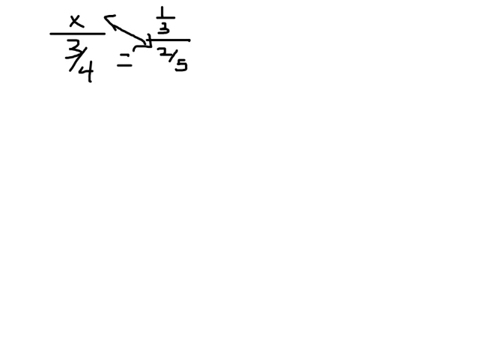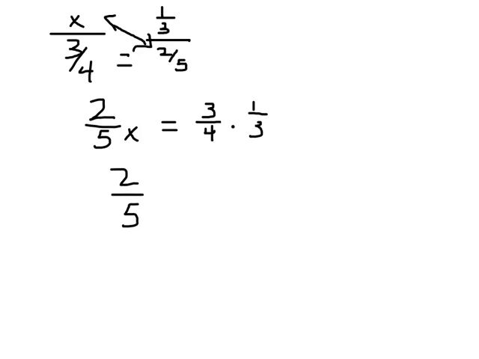2 fifths times x, we get 2 fifths x equals 3 fourths times 1 third. Alright, now the first thing I'm going to need to do is do my multiplication over on the right. 2 fifths x equals 3, let's see, I can cross cancel here. I should do that and that would leave me 1 over 4.